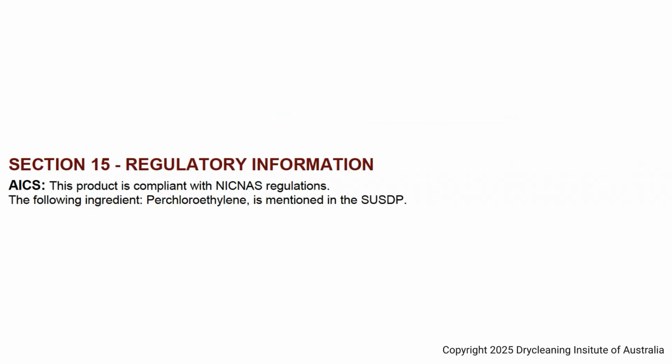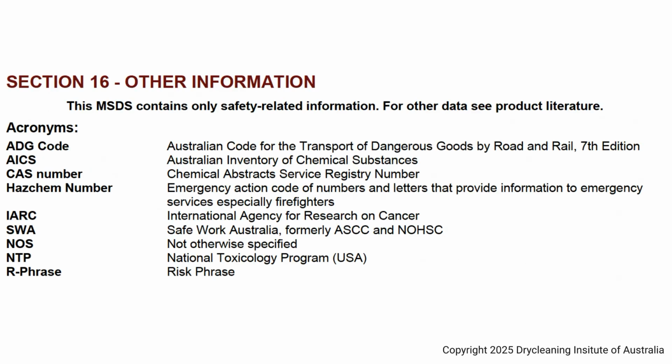Section 15, Regulatory Information, provides advice on other international or national regulatory information specific to the chemical, such as the Montreal Protocol, ozone-depleting substances, the Stockholm Convention, persistent organic pollutants, poisons scheduling, or any other applicable Australian prohibition, notification, or licensing requirements. Section 16, Other Information, provides any other information relevant to the preparation of the SDS, including the date of its preparation, a key or legend to abbreviations, acronyms, and references used.